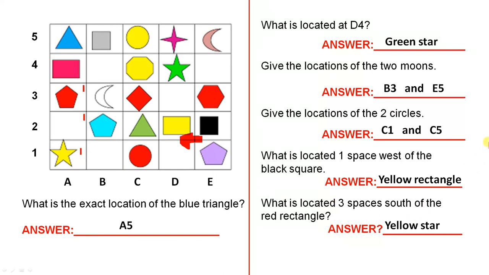So this video has given you some examples on how to locate objects in a grid using the information on the horizontal axis and on the vertical axis. And remember, when giving a location, you must write down the letter on the horizontal axis first, followed by the number on the vertical axis.